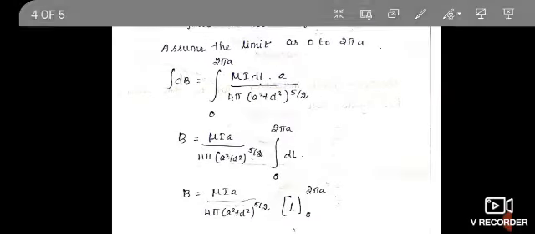Next step, we are writing the dB equation. We have to assume sin theta is equal to A by root of A square plus D square, from the diagram. Similarly, assume R is equal to A square plus D square. Next step, substitute the sin theta value and R value in the dB equation.